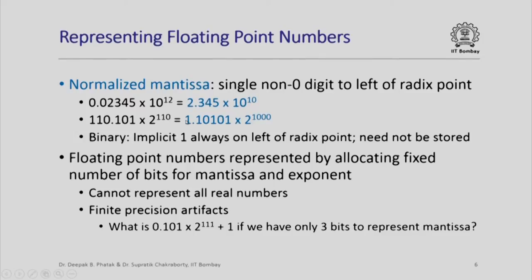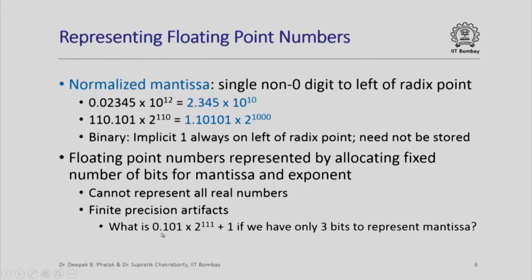However, as you can imagine, there will be some difficulties in representing the number 0, because in the number 0 we will not find any bit which is 1 in the mantissa, but we will see how to deal with this in a couple of minutes. So floating point numbers are represented by allocating some fixed number of bits to store the mantissa in a normalized form and to store the exponent. Of course, since you are allocating a fixed number of bits for the mantissa and the exponent, you cannot represent all real numbers, and in fact there will be gaps between the real numbers that you can represent. This is also called finite precision artifacts.